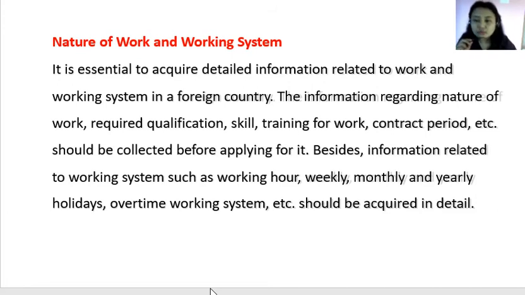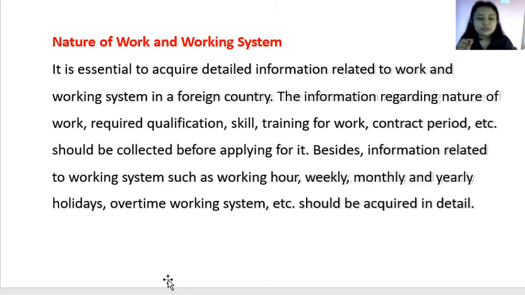Nature of the work. What sort of work are you going to do, and what is the paying criteria there? What sort of skill do you need for that work? Suppose you are an electrician, then what skills and what training do you need to have before taking this position? So the information required about the nature of work, that is the required qualification, skill, training for work, contract period, etc. should be collected before applying.